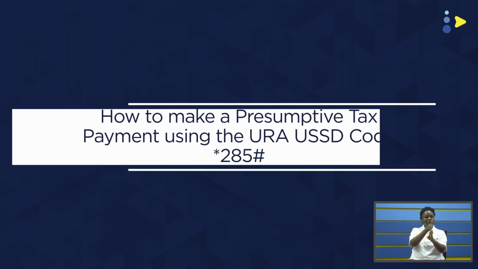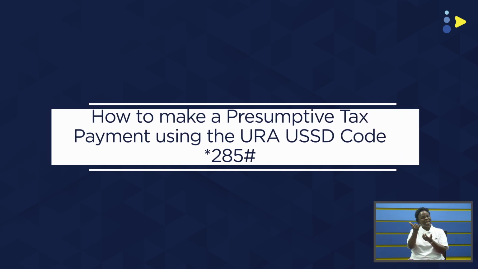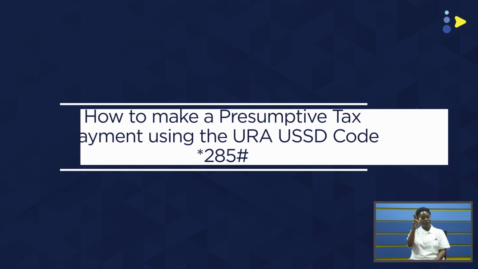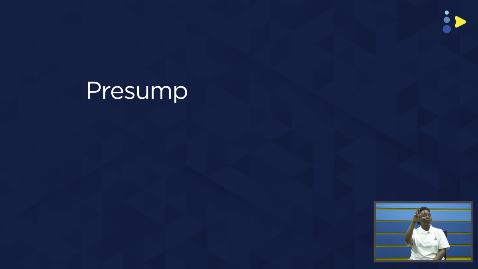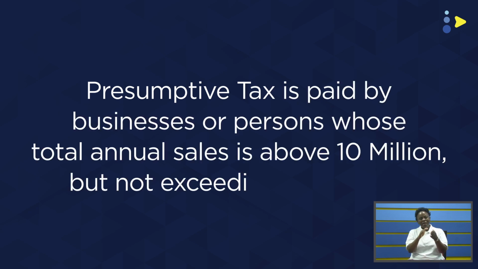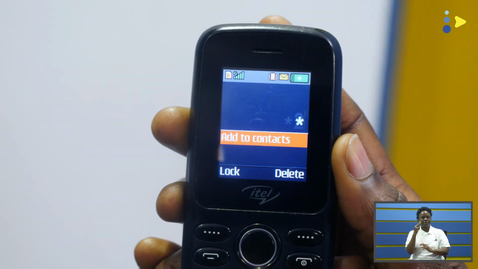Hello, I'm Hope Akasiko and I'm here to take you through a simple guide on how to make a presumptive tax payment using the URA USSD code *285# on your mobile phone. Remember, a presumptive tax is paid by businesses or persons whose total annual sales is above 10 million but not exceeding 150 million.